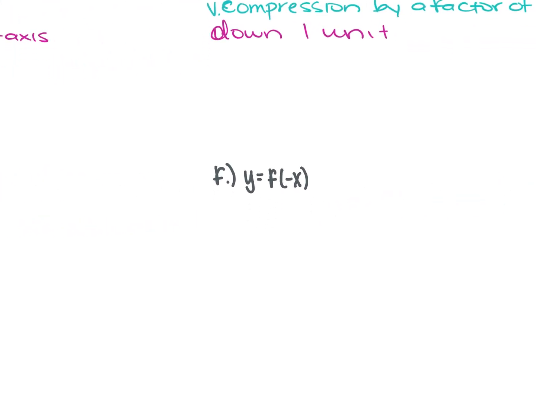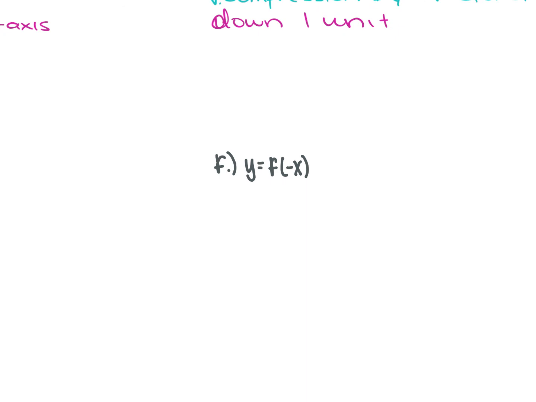And for F, you have y is equal to f of negative x. That negative that's inside the parentheses is a reflection horizontally. If we're reflecting horizontally side to side, we go across the y-axis. So this just reflects across the y-axis.